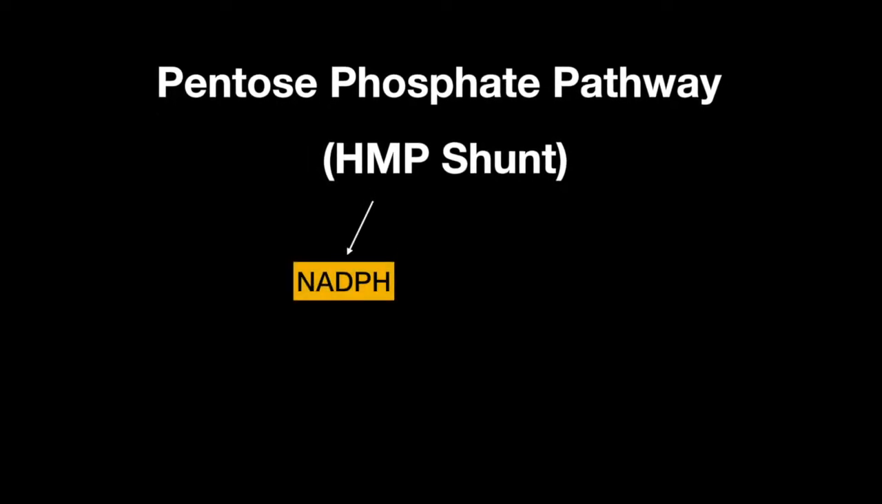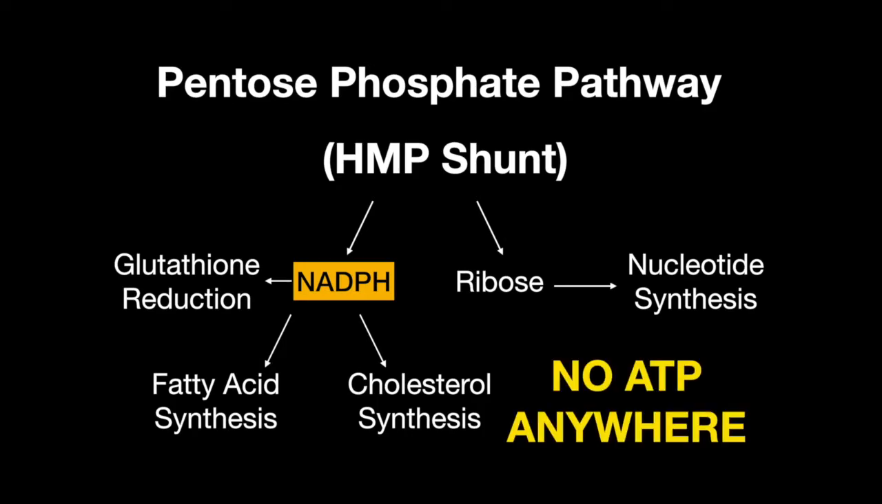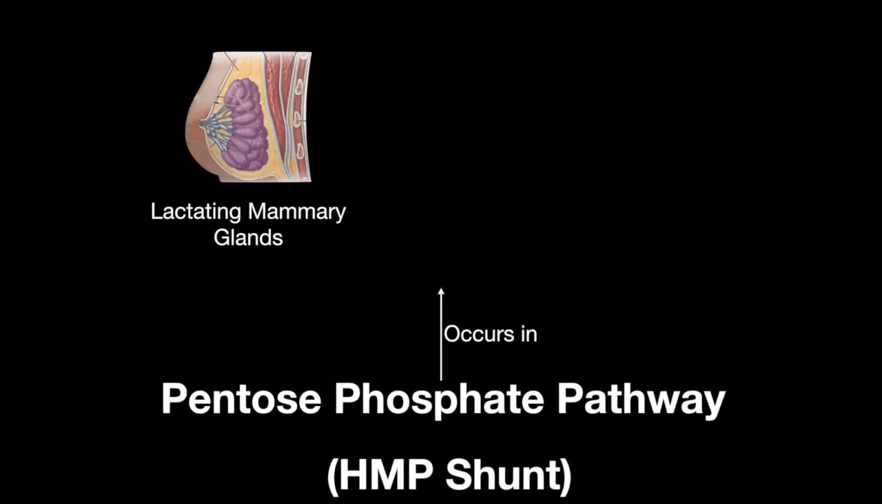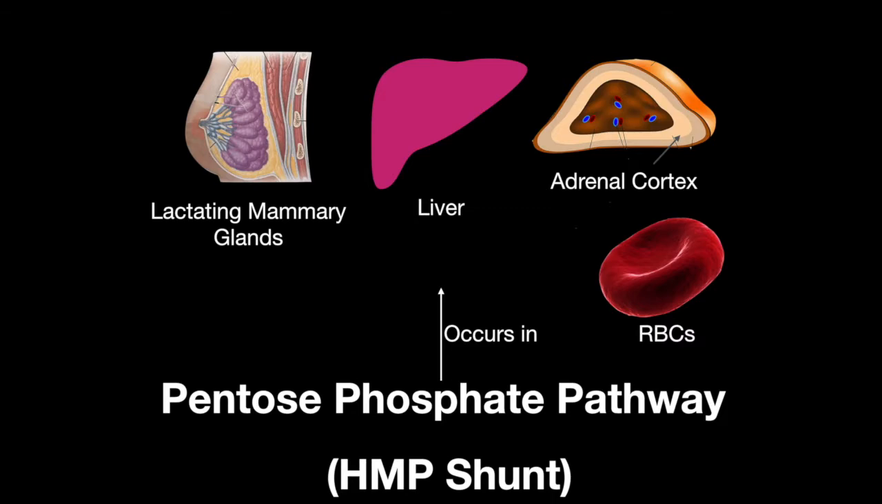It is used to synthesize NADPH used in reductive reactions like glutathione reduction in red blood cells and fatty acid and cholesterol synthesis. The HMP shunt also makes ribose used in nucleotide synthesis. ATP is not used or produced in this pathway at all. The pentose phosphate pathway occurs regularly in lactating mammary glands, liver, adrenal cortex, and the red blood cells.